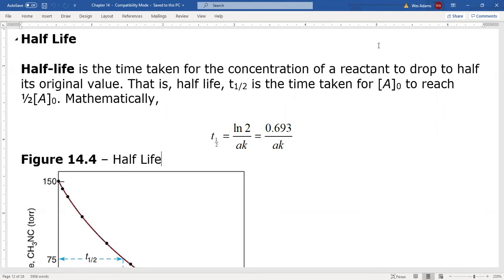If you plug those values into your integrated rate law and solve for time, you would get T sub 1/2 equals natural log of 2 divided by AK, which natural log of 2 is approximately equal to 0.693, divided by AK, where A is the stoichiometric coefficient. For radioactive decays, you can drop the coefficient, but for chemical reactions, you cannot.